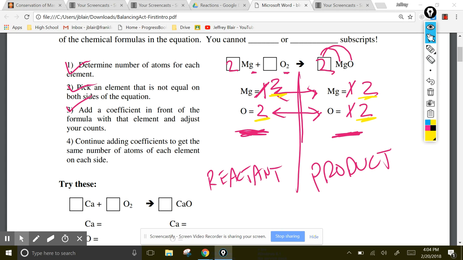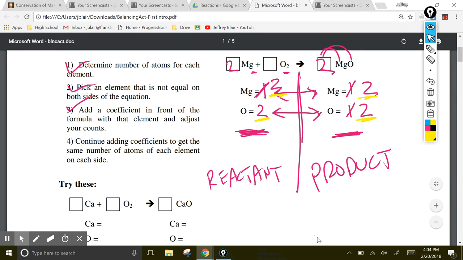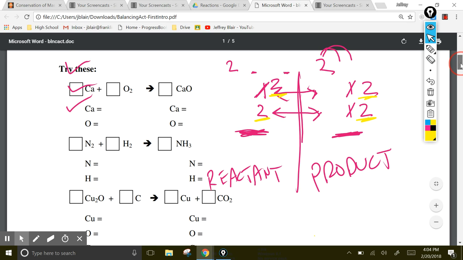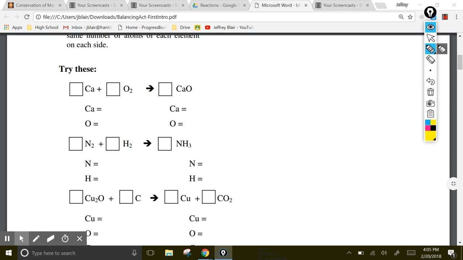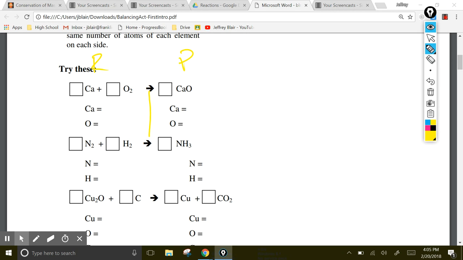Let's do some more practice. So how about this one? Every one of these types of problems starts with splitting the equation. We've got our reactants and our products. So Ca equals 1 and O equals 2. Looking at our subscripts, on this side, Ca equals 1, O equals 1.